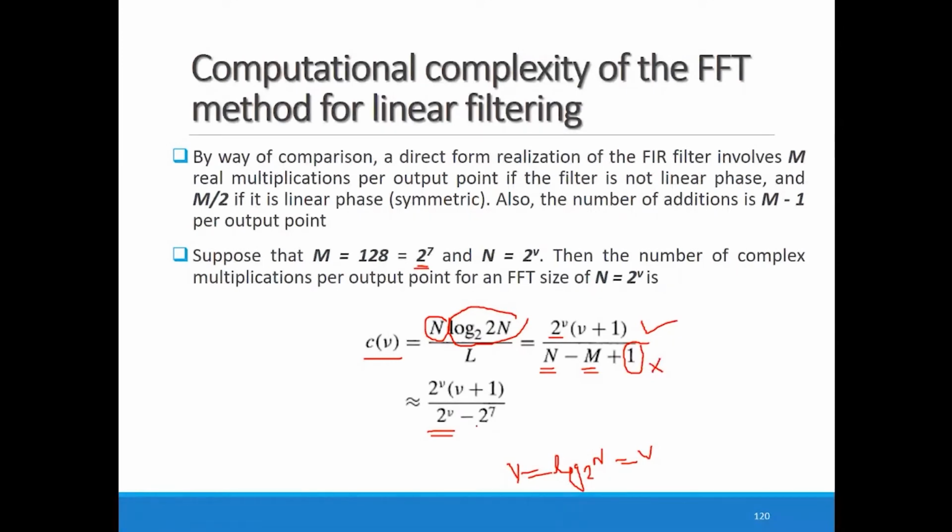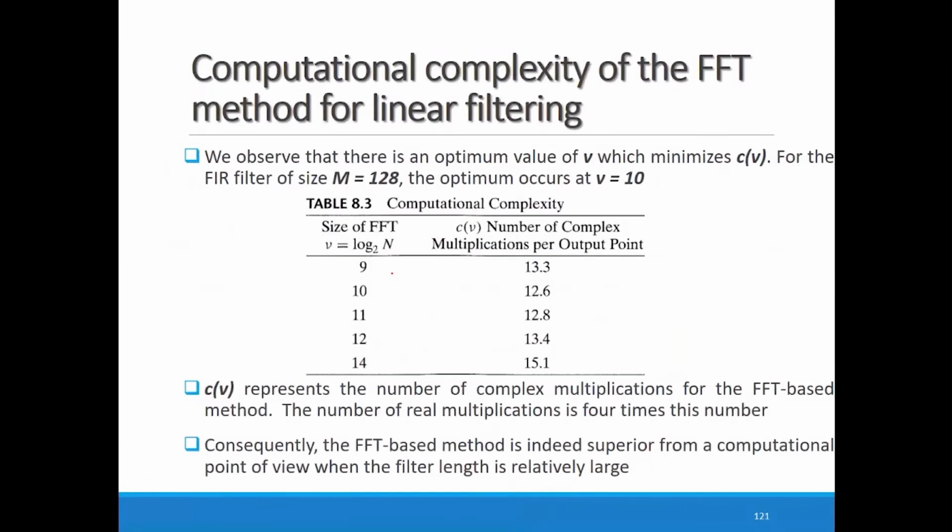So the final simplified or equivalent equation you are getting for the calculation of complex multiplication is 2 raised to v into v plus 1, divided by 2 raised to v minus 2 raised to 7. For this particular case, when I'm writing 2 raised to 7, I'm taking the case m is equal to 128. Okay, so now here one table is shown.